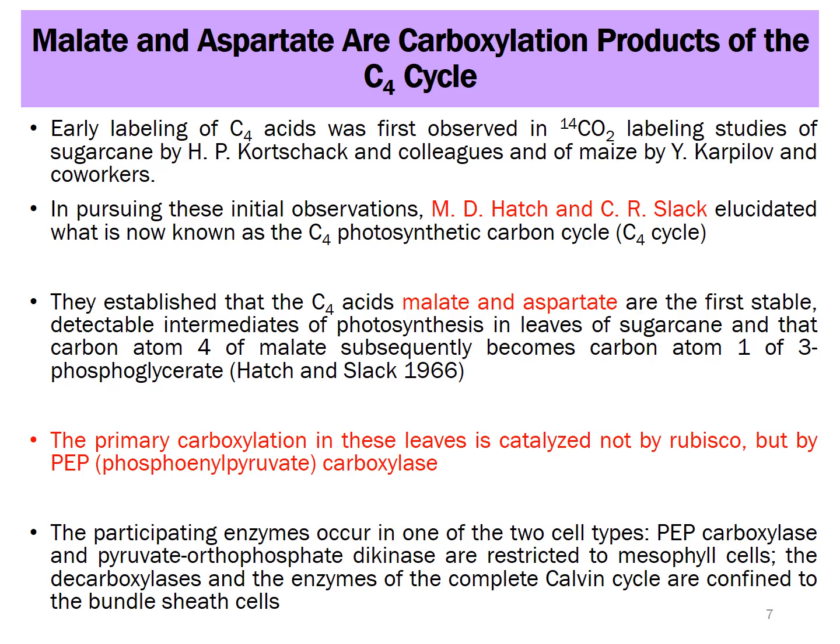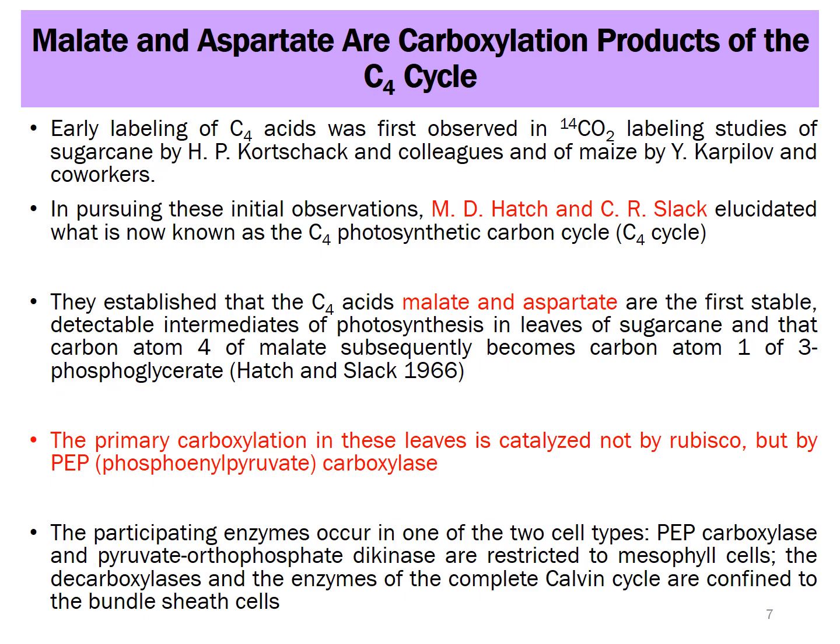In pursuing these initial observations, Hatch and Slack elucidated what is now known as the C4 photosynthetic carbon cycle, or the C4 cycle. They established that the C4 acids, malate and aspartate, are the first stable detectable intermediates of photosynthesis in leaves of sugarcane, and that carbon atom 4 of the malate subsequently becomes the carbon atom 1 of the 3-phosphoglycerate of the Calvin cycle.